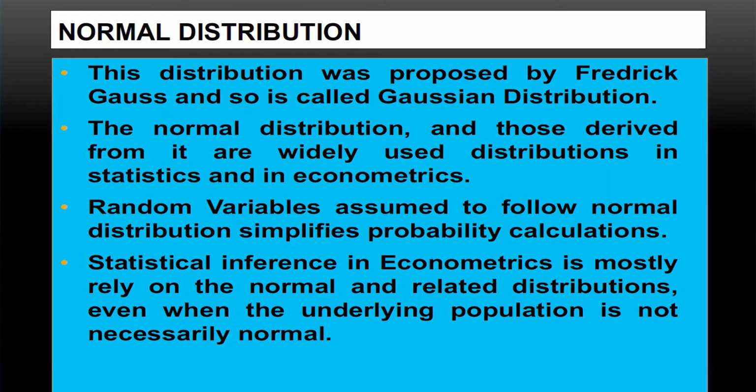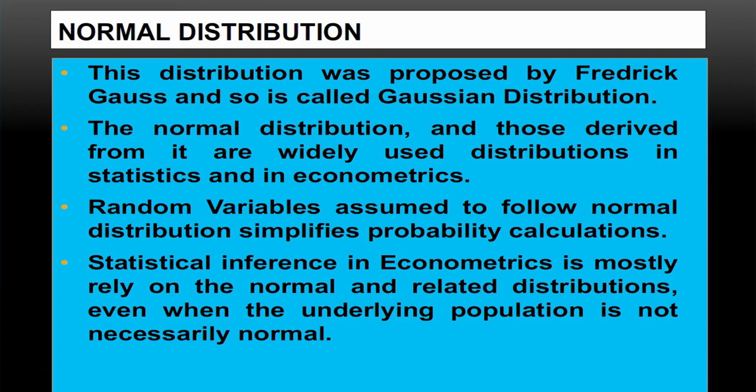In today's session, we are going to see some 4 prominent sampling distributions. The first among them is the normal distribution. This distribution was first proposed by Frederick Gauss, and so in his name it is called Gaussian distribution. The normal distribution and those derived from it are the most widely used distributions in statistics and econometrics.